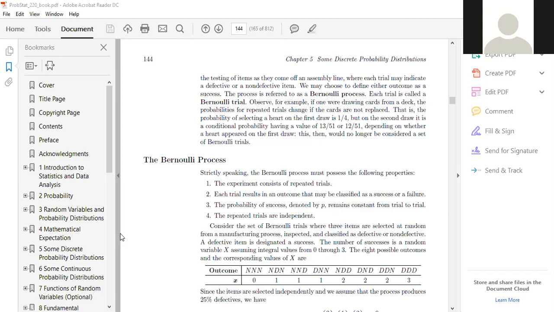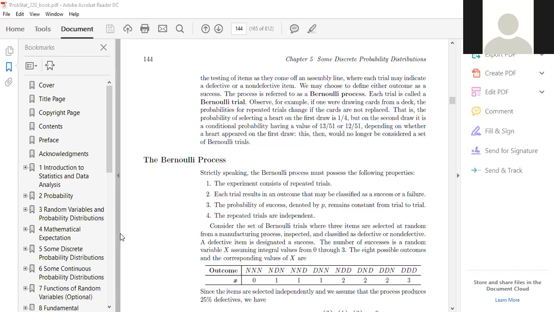P is success, and if you remove the success rate from 1, you get the failure rate. So P is success and Q, which is 1 minus P, is the failure. This process is called the Bernoulli process, and each trial is called a Bernoulli trial. Please keep this in mind.